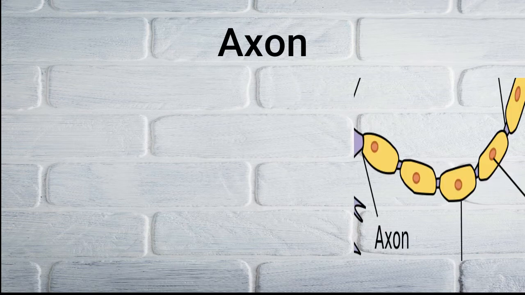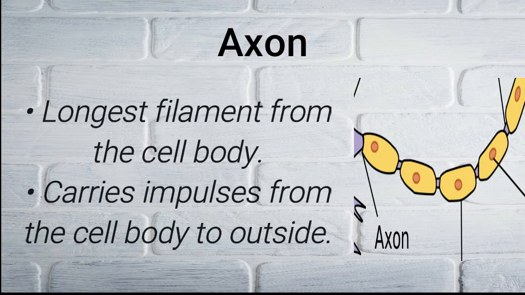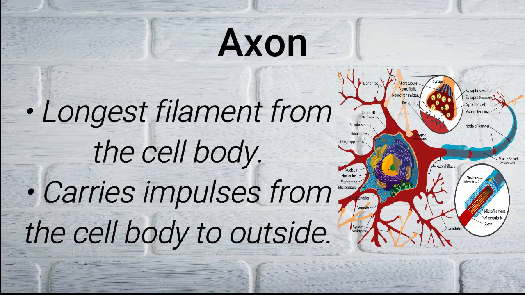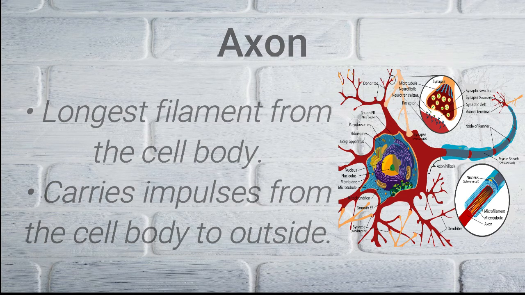and based on that, do remember this part: the long extension is called the axon, and it's the longest filament. It carries impulses from the cell to the outside. So these are the things you have to remember in today's class. Based on this, we will study how these impulses are generated and how they travel, with a brief idea on that.